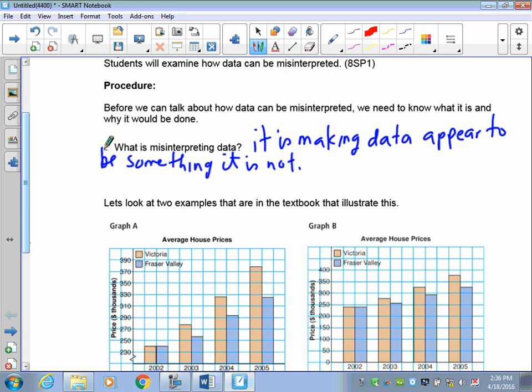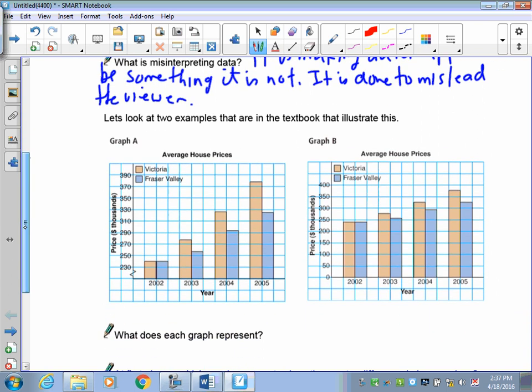Okay? Now, why would this be done? Well, it could be done to mislead the viewer, and that's basically the total of it. Now, have they lied in terms of what they presented on the paper? The answer to that is, in most cases, no. They haven't done anything wrong. However, they've presented the data in such a way that if the viewer is not careful, they will come to the wrong conclusions.